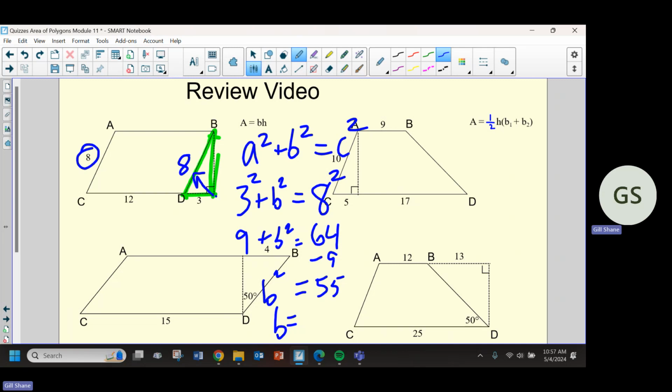Alexa, what is the square root of 55? The square root of 55 is approximately 7.4162.